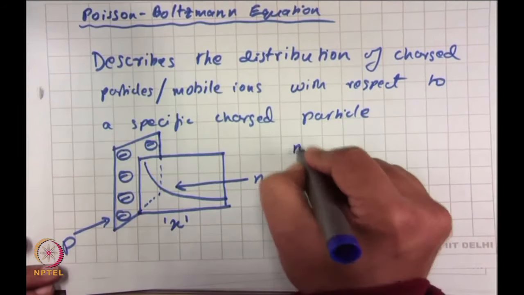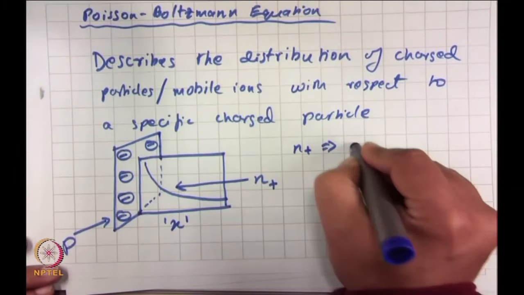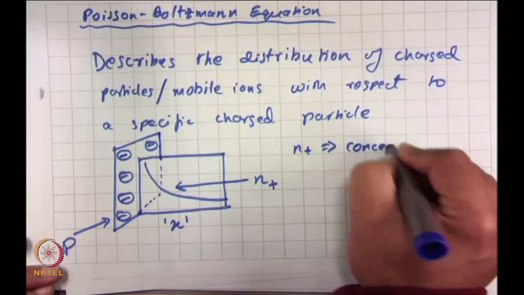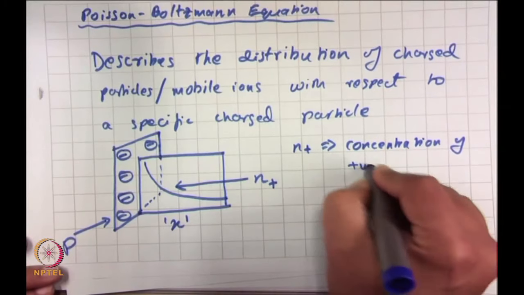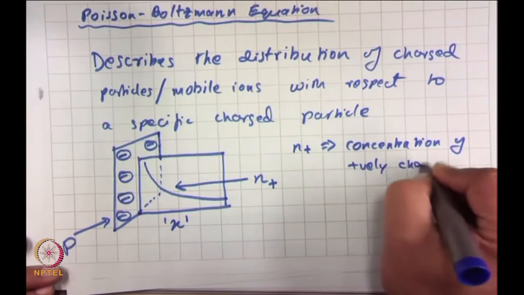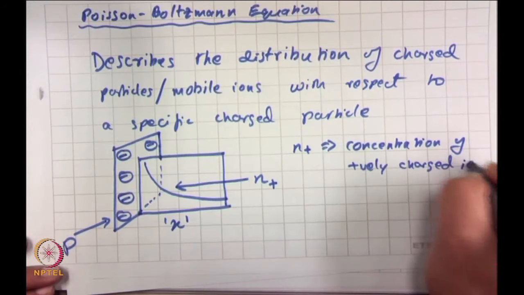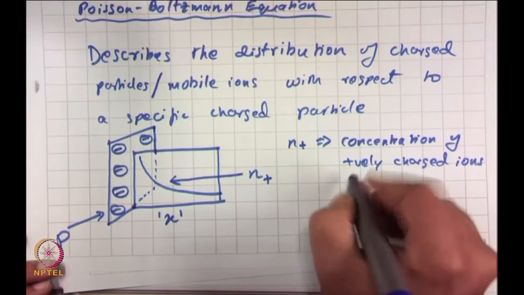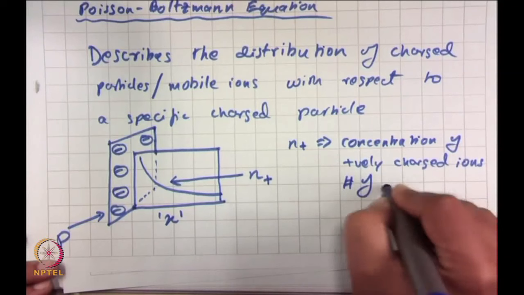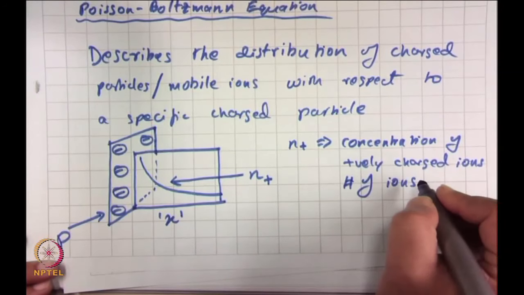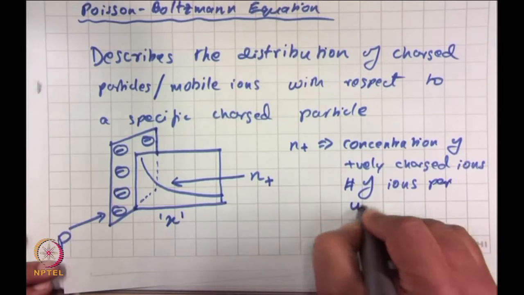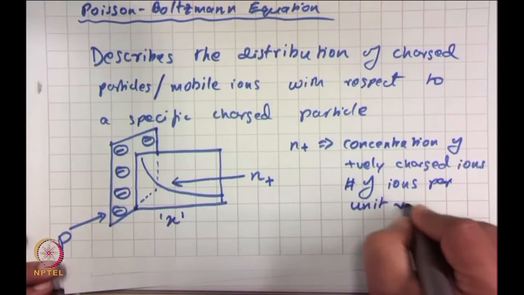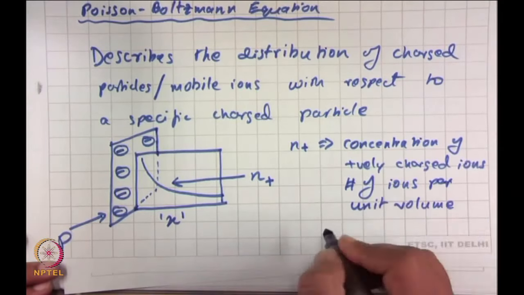What is n plus? n plus is the concentration of positively charged ions, that is, the number of positively charged ions per unit volume, isn't it? That is how you define a concentration.